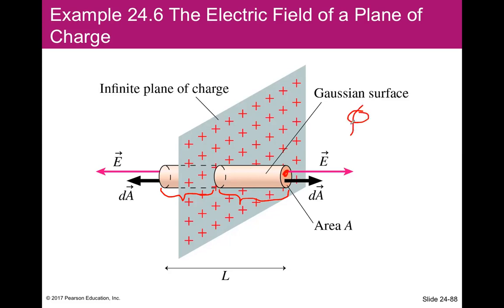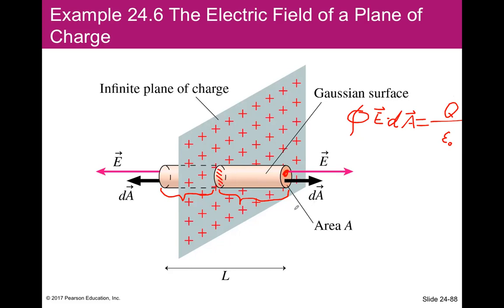Then Gauss's law tells us the flux, the integral of E dot dA, equals Q over epsilon 0. Okay, so the right side is easy. On the right side, epsilon 0 is a constant. So what is Q? Q is the charge on this small piece of surface.